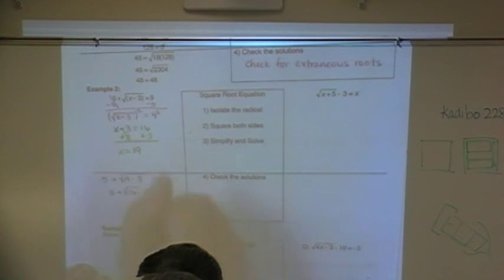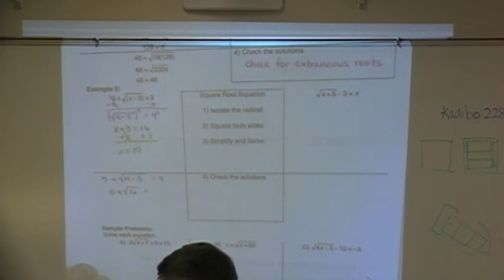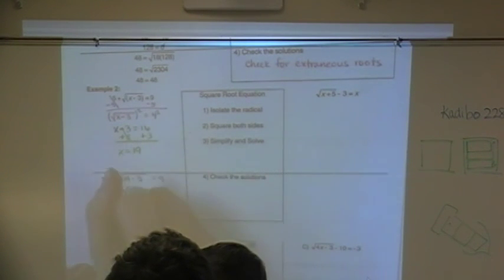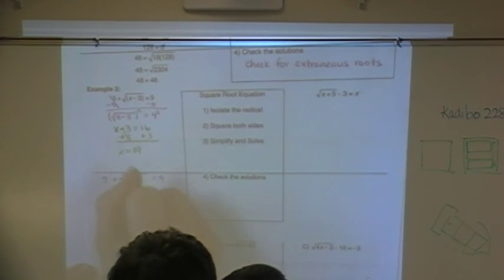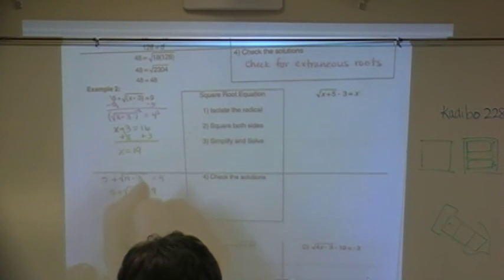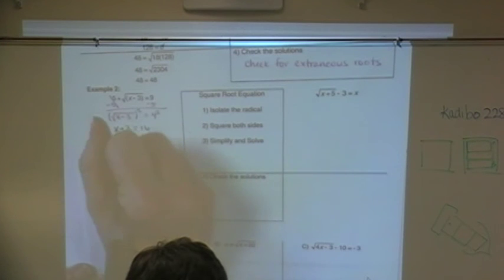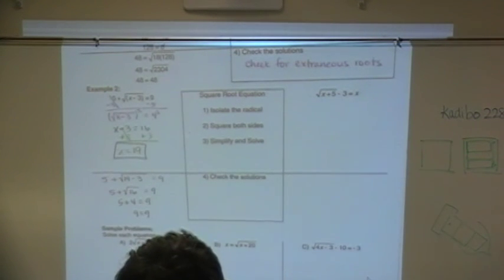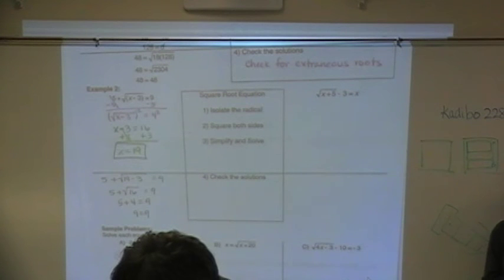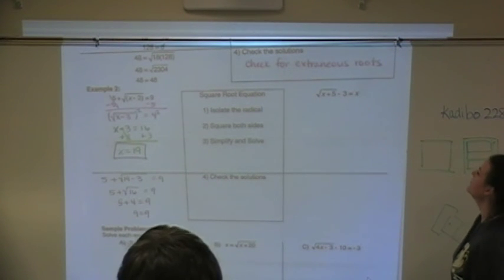Did I do something wrong? No. Okay. 5 plus 4 equals 9. 9 equals 9. Okay, so now I can say that it is in fact an answer because I checked and it is not an extraneous root. Everybody okay? Yes. Good. Alright.